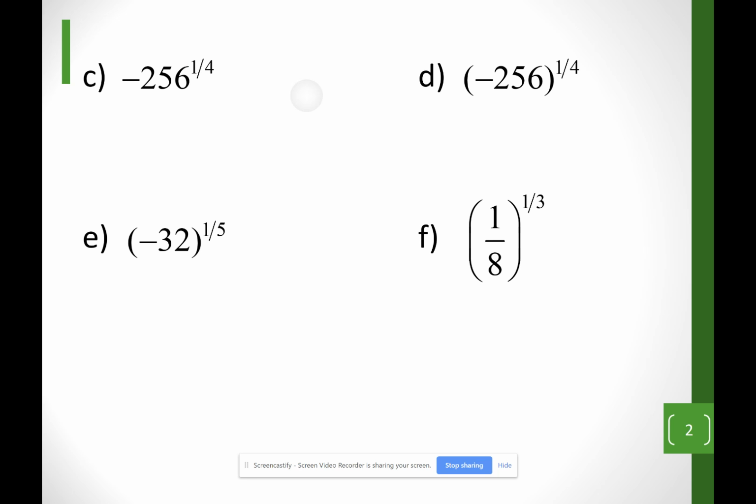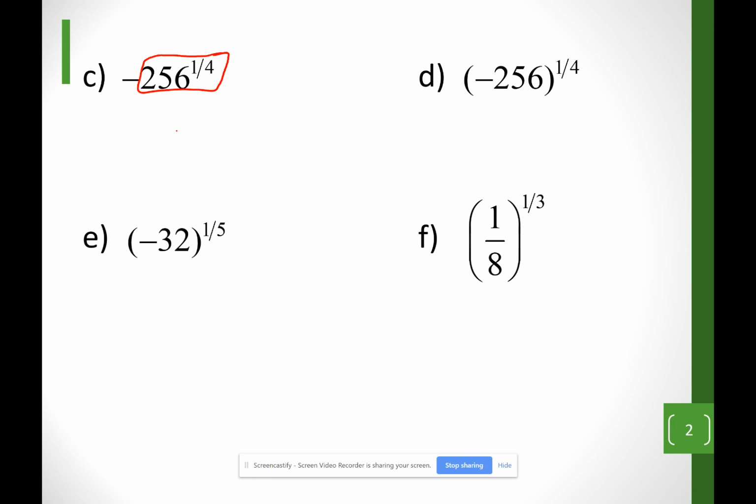Notice how here, the 1/4 is going to deal with the 256 only. It is not going to deal with the negative. And the reason why is because the 1/4 is next to the 256. If I wanted to deal with the negative, I would have put it inside parentheses, just like I did in example D. So once again, let me deal with this first.